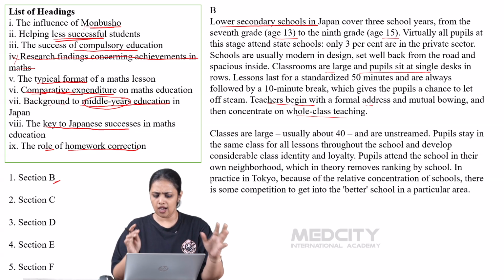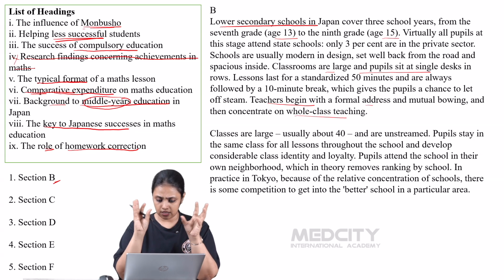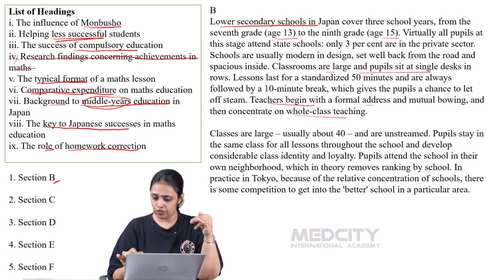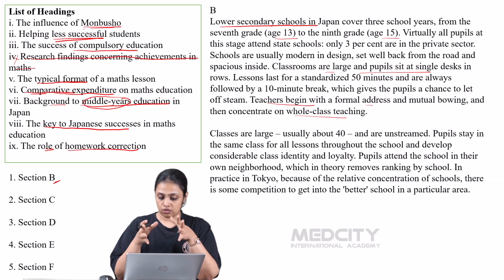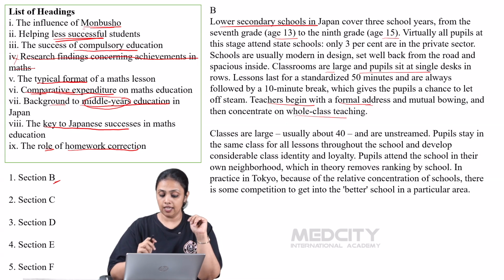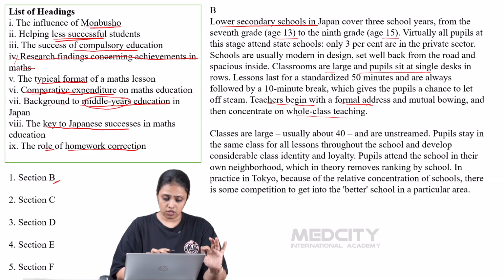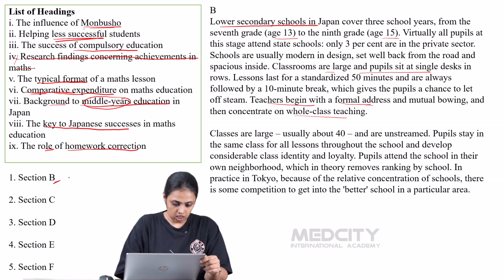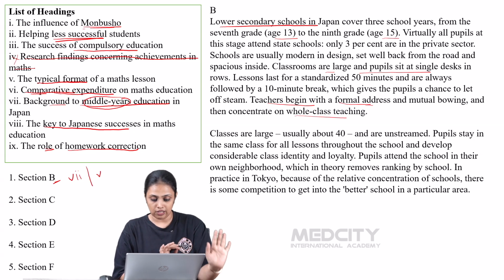So in this part, they are saying how the format of a class is like it lasts for 50 minutes, then you have a 10 minutes break, then pupils get a chance to relax. Then they say that teachers begin with a formal address. So something regarding the format of classes has been mentioned there. Now maybe we don't know, so the format of maths lesson, will that be the answer? Now we have 2 options in mind, either it can be 7 or it can be 5, but don't jump into conclusions.